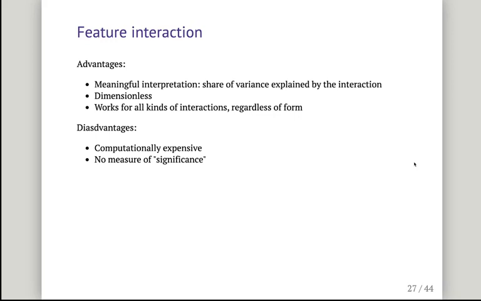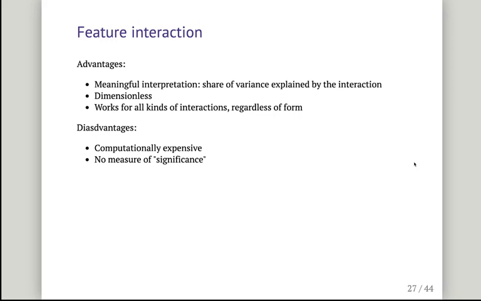So some advantages of this. There's a very meaningful interpretation of this: how much variance in the data is explained by this interaction. This is a dimensionless measure, which is also very nice to look at. Large H statistics are on the same scale, no matter what. And this works for all kinds of interactions, regardless of variable form. So categorical versus numerical doesn't really matter.